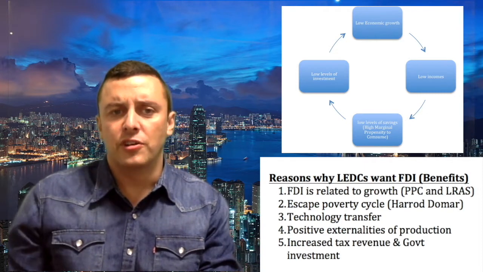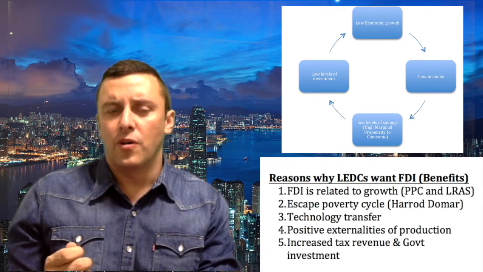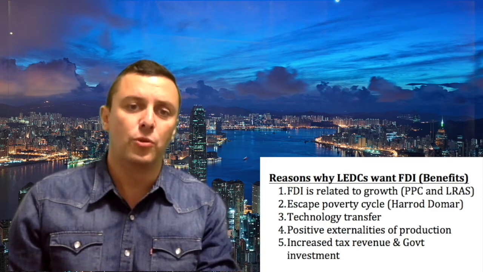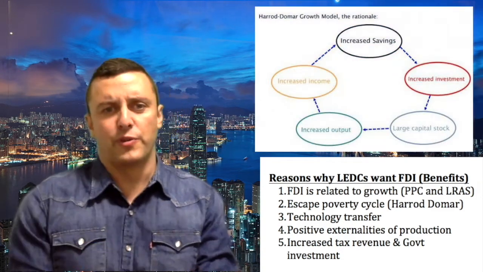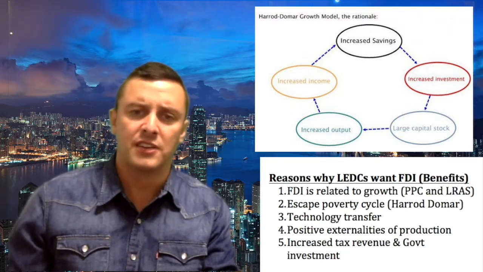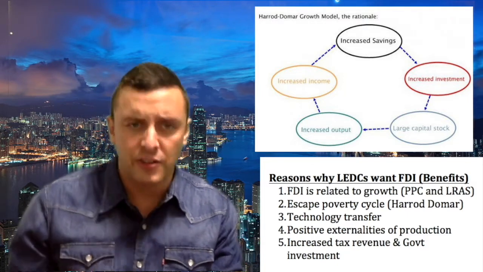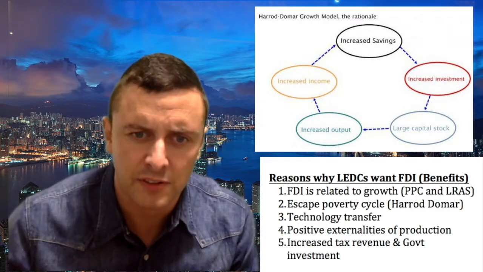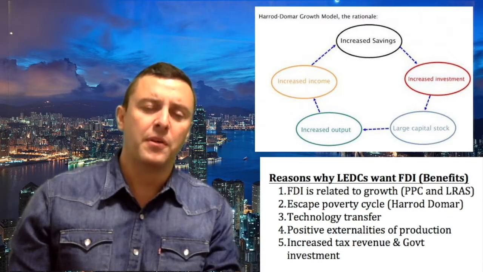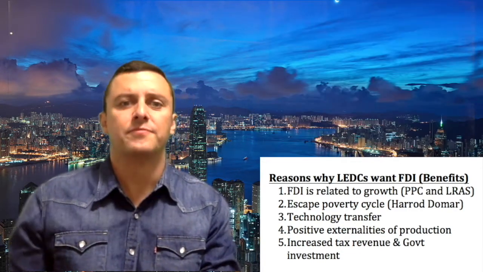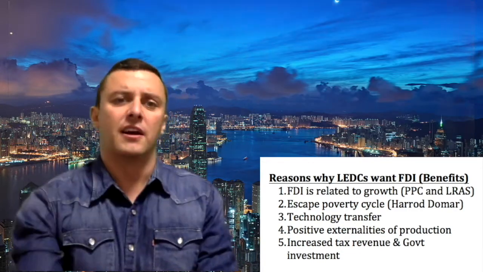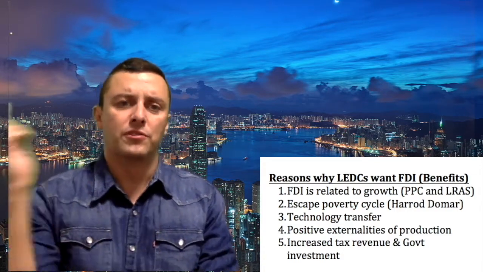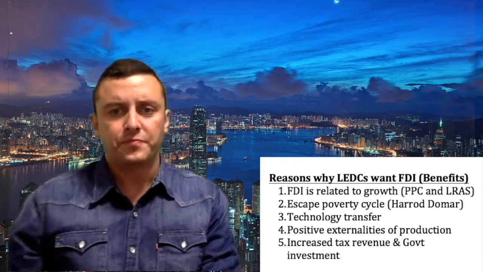Now, the introduction of FDI has often been seen as a way to break that cycle and encourage what's called the Harrod-Domar model. Now, the Harrod-Domar is like the reverse of the poverty cycle, which is increased savings, increased investment, increased capital stock, increased outputs, increased income, and therefore increased savings again. Okay, so the poverty cycle is like a spiral downwards. The Harrod-Domar model is like a spiral upwards.